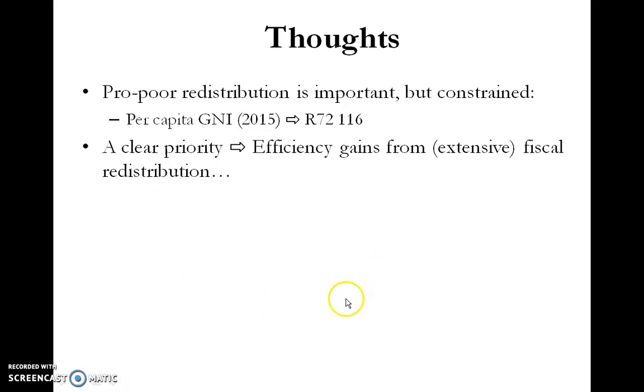So another clear priority for us is that we need to ensure efficiency gains from our extensive fiscal redistribution, and we've also looked at this somewhat, that South Africa really uses its redistribution tools to its utmost. Where we lose efficiency is through things like corruption, etc. But by and large, a lot of our social spending is well targeted, and it's getting to the poorest of the poor. Of course, there's always room for improvement. In 2015, we had about a GNI per capita of 72,000 Rand approximately per person. So pro-poor redistribution is important, but at the same time it is constrained by this GNI.